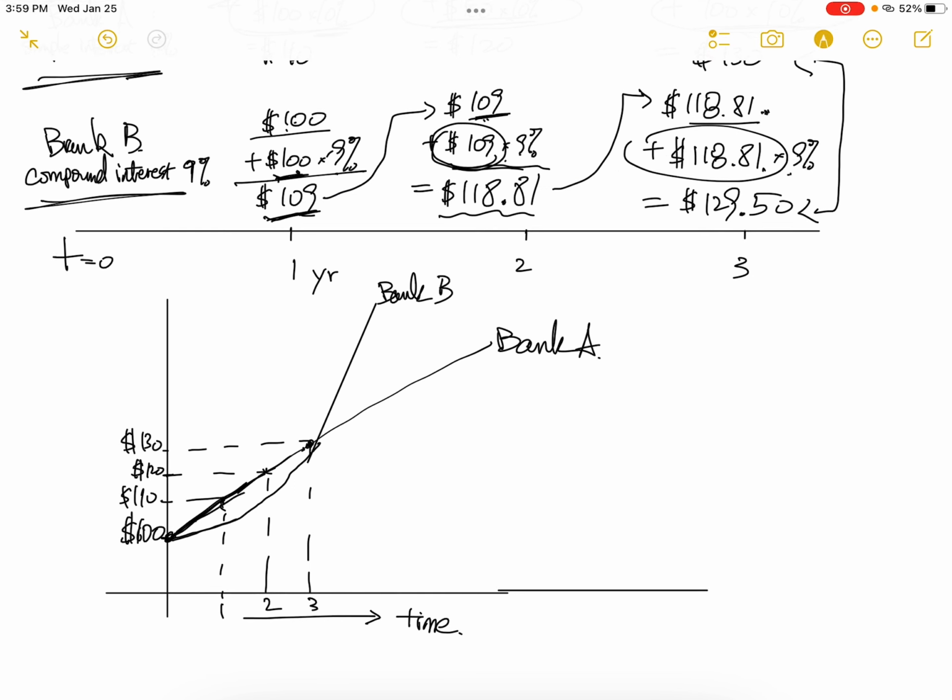You have simple interest going in a straight line, and then you have compound interest. It starts off slow, and then it picks up, and then it accelerates. So compound interest, given enough years or given enough time, is always going to defeat the simple interest outcome. So that's it.